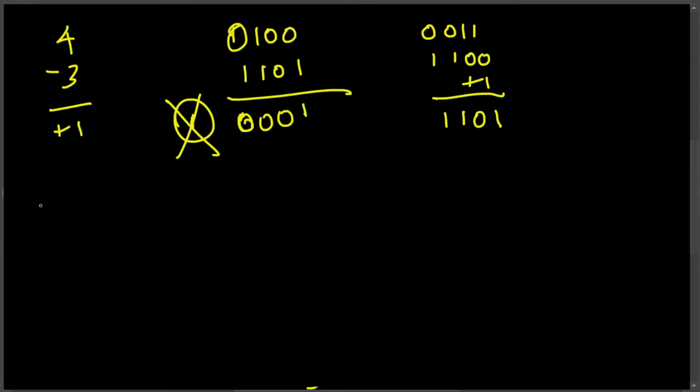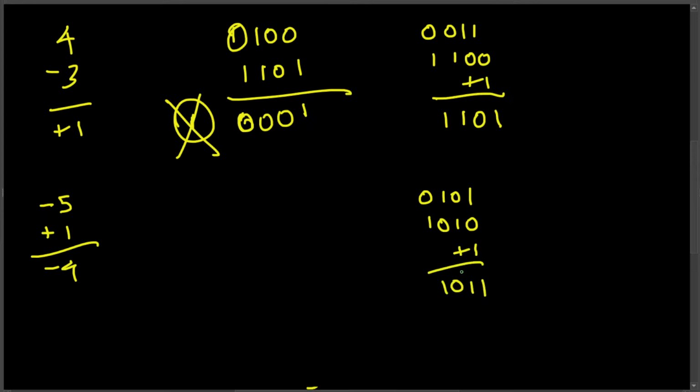And if we have -5 and a +1, we're supposed to get -4. Let's try that one. So to get -5, I have to convert 5 into 2's complement. So this is 0, 1, 0, 1, and then 1's complement is 1, 0, 1, 0, and if I add 1 to this, this is 1, 0, 1, 1. 1, 0, 1, 1 plus 0, 0, 0, 1. If I do that, this 1 plus 1, that's 0 and a carry 1. And then 1 plus 1, 0 and a carry 1. This is 1 here and 1 here.